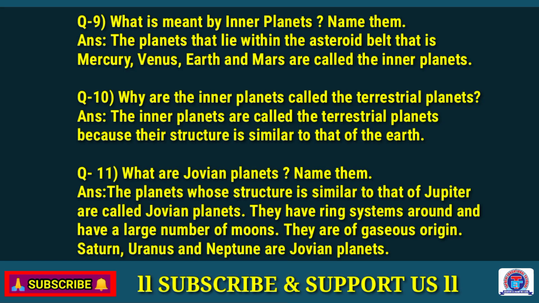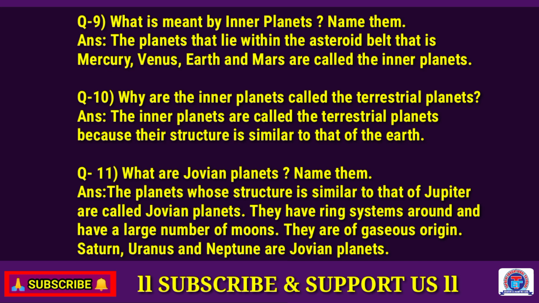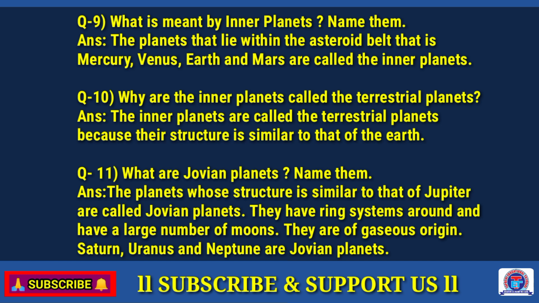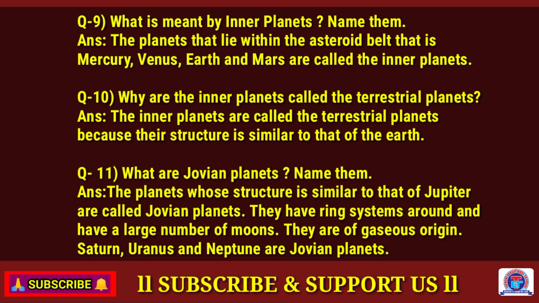Question 9. What is meant by inner planets? Name them. Answer. The planets that lie within the asteroid belt, that is Mercury, Venus, Earth and Mars, are called the inner planets. Question 10. Why are the inner planets called the terrestrial planets? Answer. The inner planets are called the terrestrial planets because their structure is similar to that of the Earth.